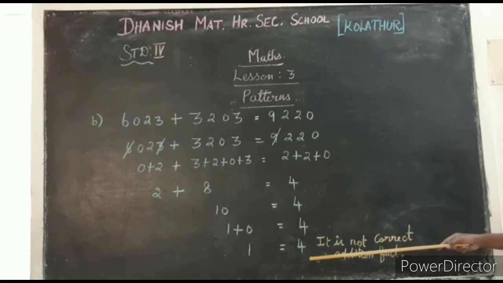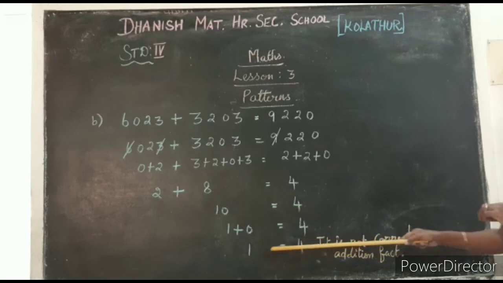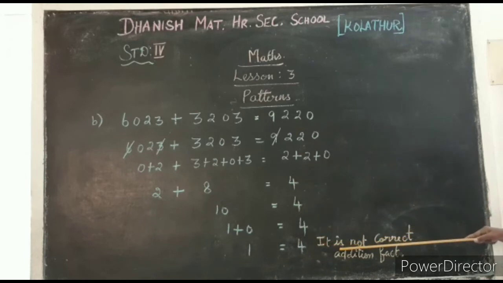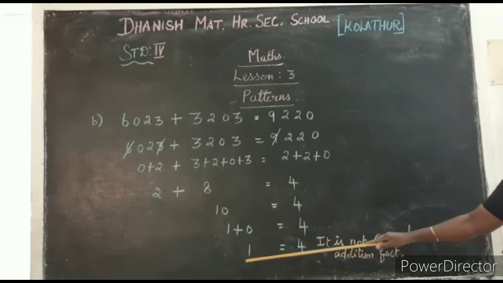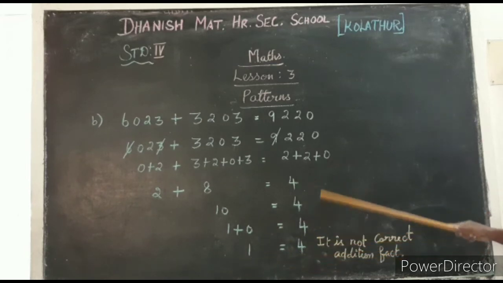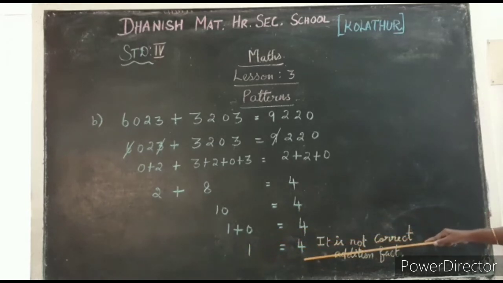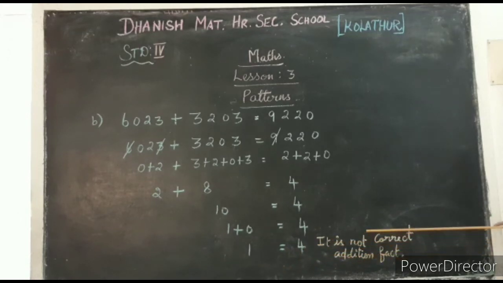See, both the numbers are the same? No, both the numbers are not the same. If both the numbers are not the same, is the addition correct? No, it is not a correct addition fact. So whenever you are doing the sum, if the left hand side and the right hand side answers come equal, it means it is a correct addition fact. If the left hand side and right hand side answers do not come equal, it is called not a correct addition fact.